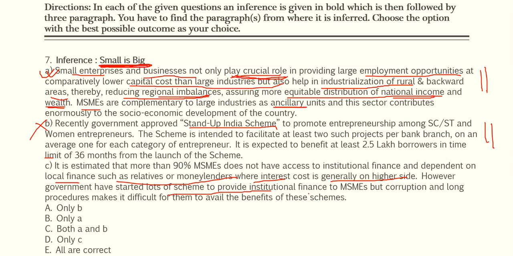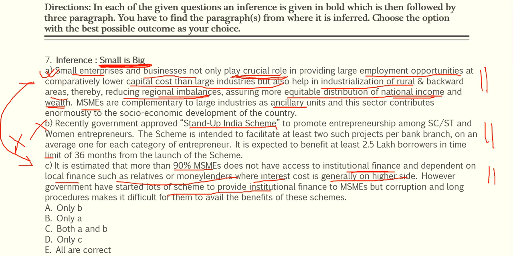Got it? Now, here, see, what can you say? Here, just the opposite meaning can be conveyed. That it is a negative sentence. I mean, in a negative paragraph, right? Government have started lots of schemes to provide. All right, but here see, it is mentioned 90% MSMEs do not have access to institutional finance. This is just going against the central theme or the main idea of what is mentioned in A. This is just going against it, right?